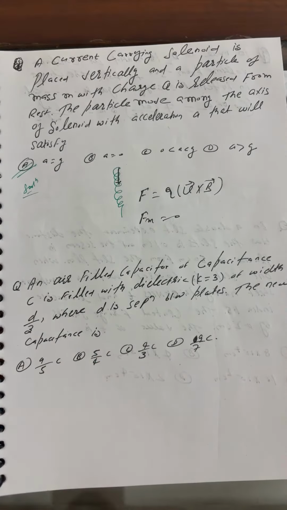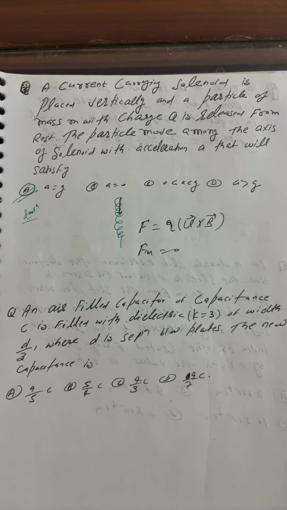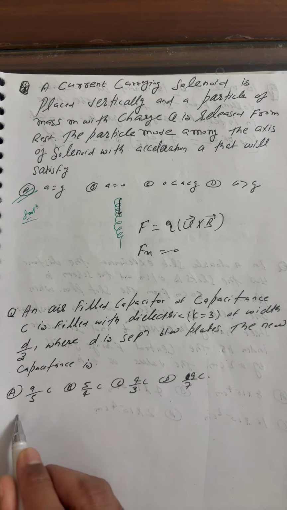Now, have a look at the next question. What does it say? An air-filled capacitor of capacitance C is filled with a dielectric K equal to 3 of width D by 3, where D is the separation between the plates. The new capacitance is... It's a very common format, very common. Have a look at the solution. It's literally a very easy question.